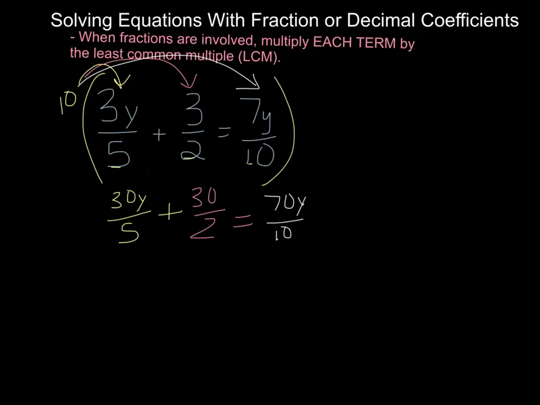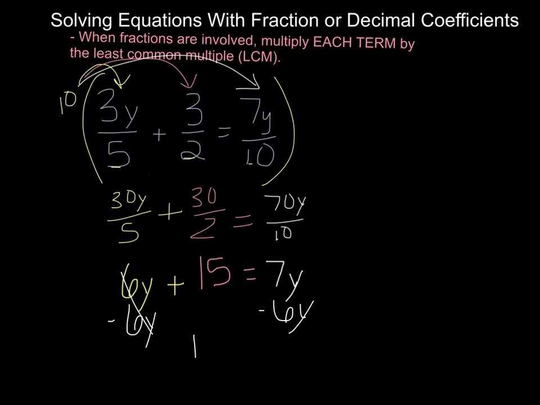Now let's simplify each of our terms, and what we end up with are whole number coefficients. So now we have 30y divided by 5, which is 6y, plus 30 divided by 2 is 15, and that will be equal to 70y divided by 10, which is 7y. And now we're looking at an equation, 6y plus 15 equals 7y, that you guys have been solving all year now. So just be sure to show each step as you go, and you'll have 15 equals y.